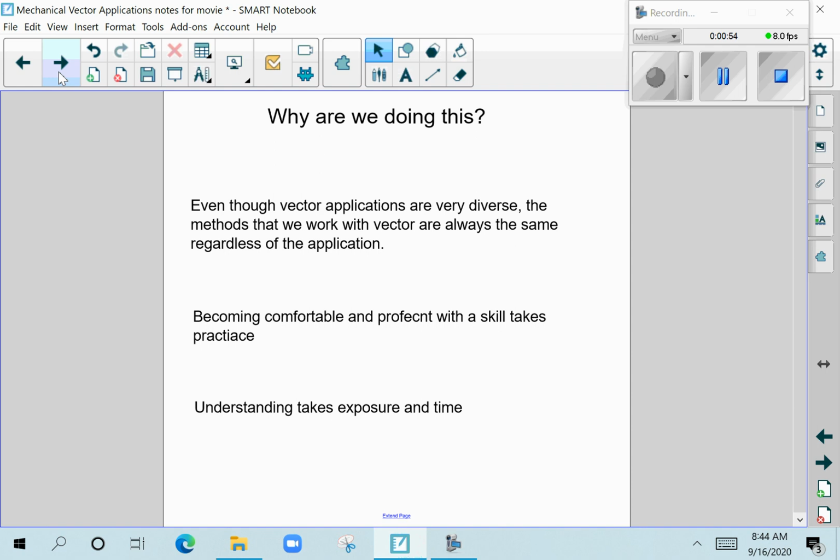Why are we doing this? Because even though vector applications are very diverse, the methods that we use to work the vectors are always the same. It's basically just adding and subtracting. Becoming more comfortable and proficient with these skills takes a lot of practice, and this understanding takes exposure and time. So we're starting it now, and you're going to see all the different applications in the beginning, and then we're going to progressively work you through them throughout the year so that as you need these skills, you'll be very proficient with them.